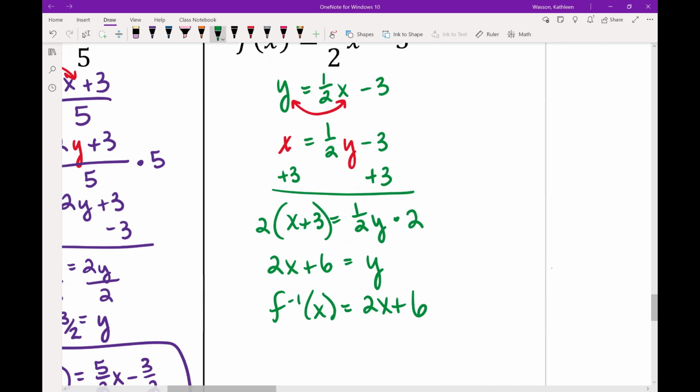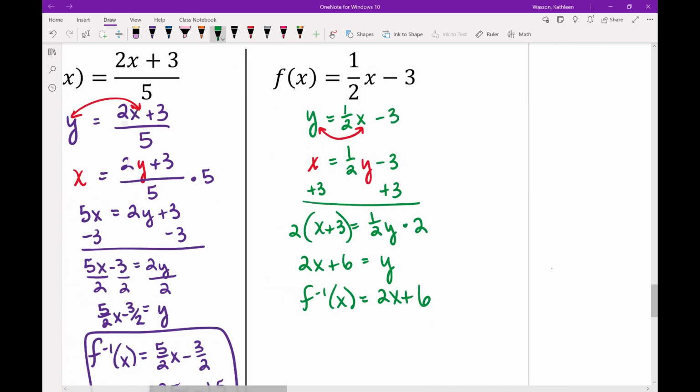Again, you can graph the inverse equation that you found along with the original equation and y equals x, the axis of symmetry, to verify that your equations are inverse.